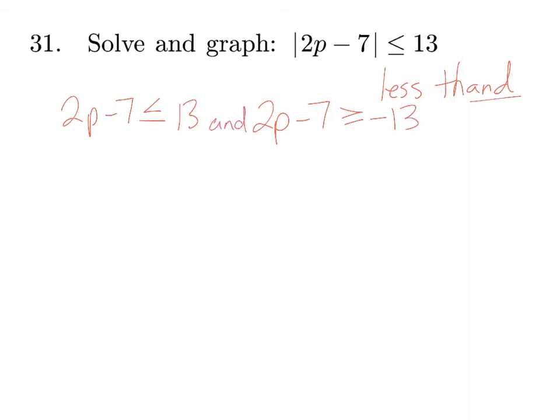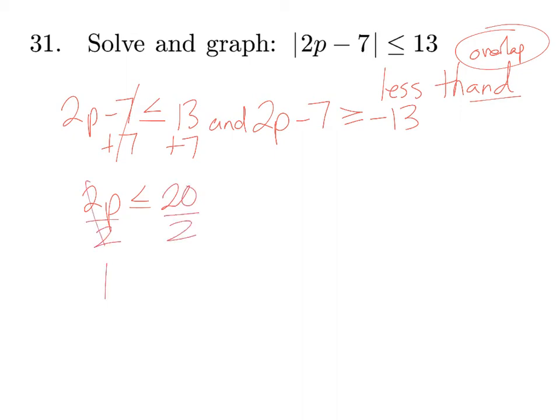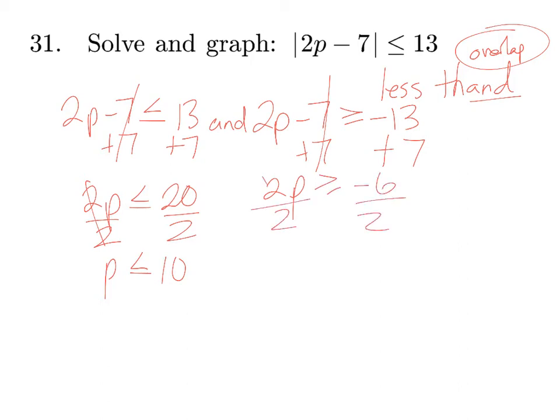All right, before, when we connected them with an or, you're just concerned about what's being covered by the graphs. For and, it means where the graphs overlap for your final answer. Okay, so for the first one, I'm going to start off adding 7 here. Divide by 2. All right, then I'm going to add 7 here. Get 2p is greater than or equal to negative 6. Divide by 2, p is greater than or equal to negative 3.